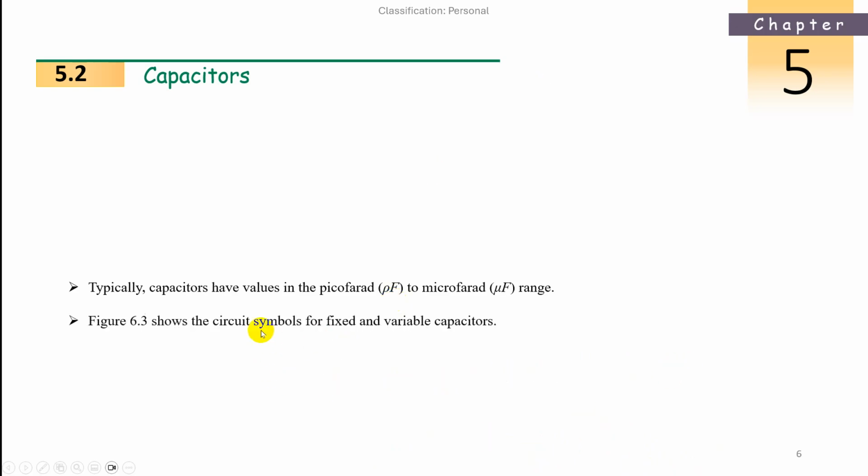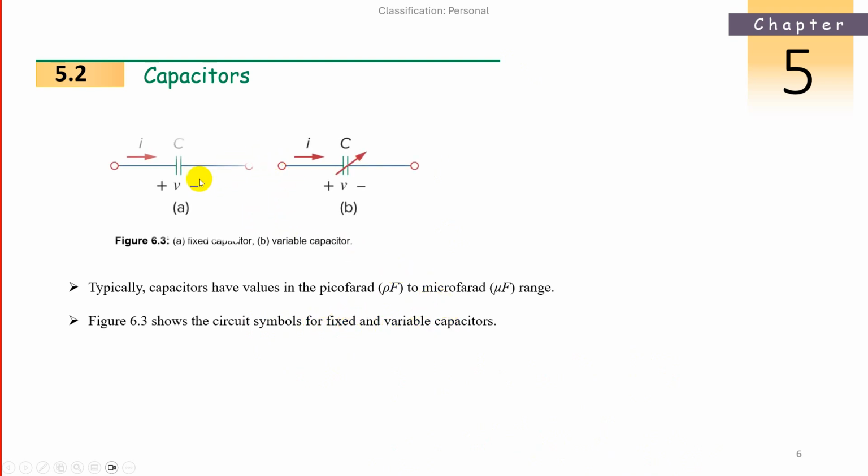The figure shows the circuit symbol for a fixed and variable capacitor. See here, A is a fixed capacitor, two parallel plates together. Don't put the plates far apart; they should be together, with a small space, not more. This one is your normal fixed capacitor, and when we have an arrow, it means it can be varied, it can be changed. That is the variable capacitor. The current is I and the voltage across the capacitor that we are applying is V.